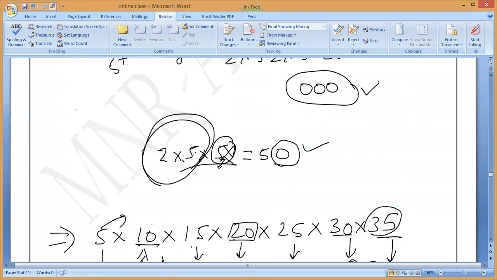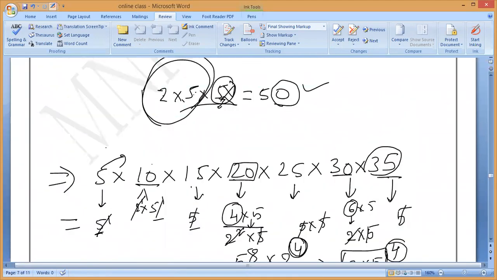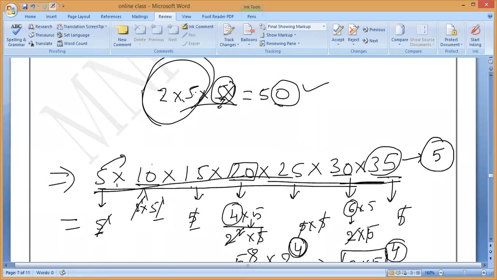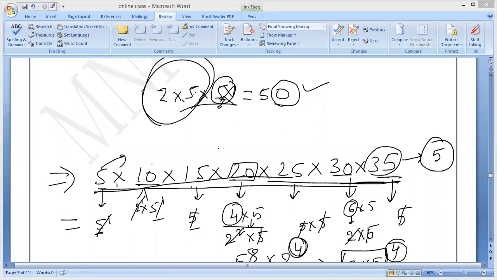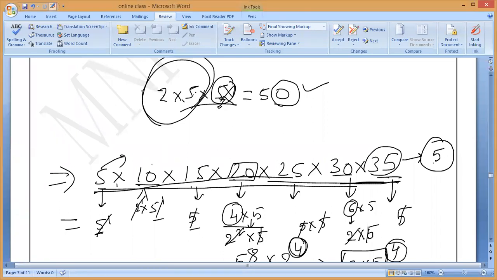So you have to write only the 2 into power. That is next. See this: 5, 10, 15, 20, up to 35. These are the 5 multiples, correct? That is the 5 table, correct? Now, which is more? 5 is more or 2 is more? In the 5 table, 5 is more, correct?